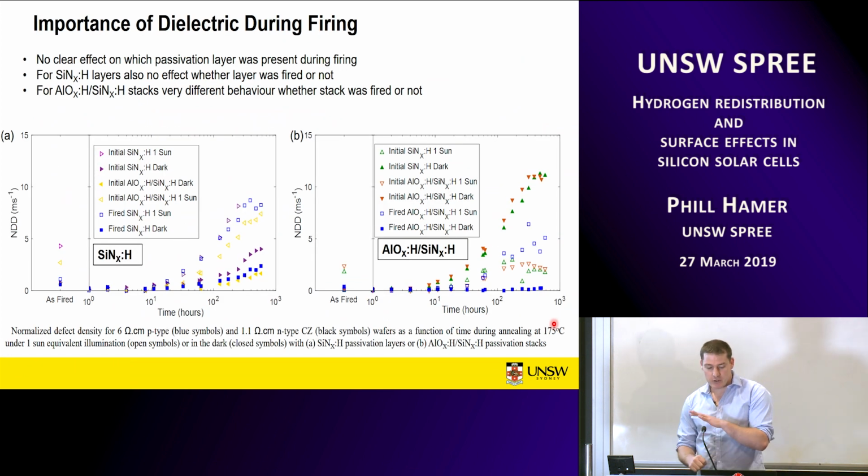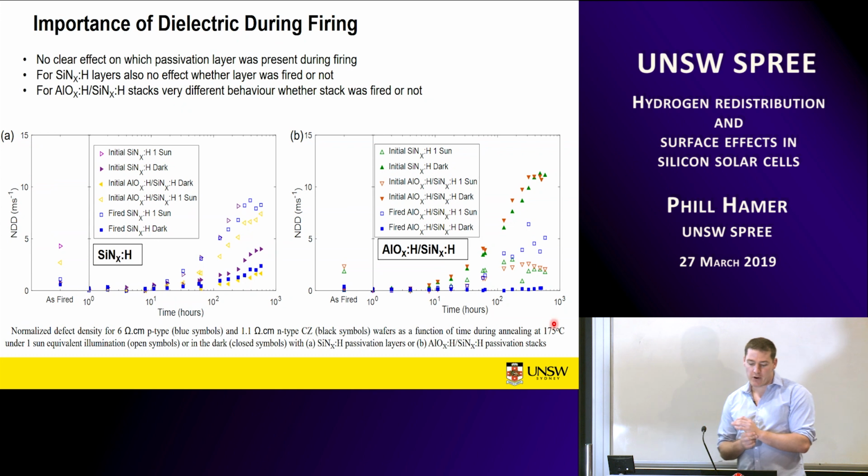Now, the importance of the dielectric during firing. Again, this was a nice result. It doesn't matter what the dielectric is. If you have an unfired dielectric, so long as the wafer itself was fired and hydrogen introduced, it will still show surface degradation. So again, if you never fired the whole structure, no surface degradation. If you fired it with a nitride layer present, you'll see degradation, whether the nitride stays on or you replace it with a different surface passivation layer. So that was very encouraging.